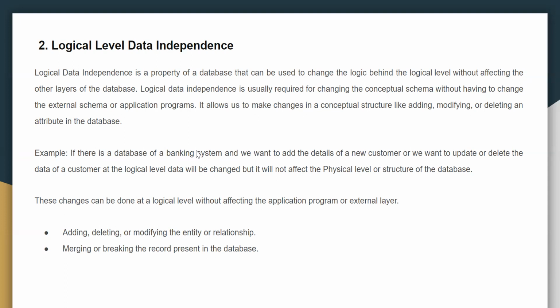For example, take the database of a banking system where we want to add the details of a new customer, or update or delete customer data at the logical level. The data will be changed, but it will not affect the physical level or structure of that database. Such changes can be done at the logical level without affecting any application program or external layer. These include adding, deleting, or modifying an entity or relationship, and merging and breaking records present in the database.